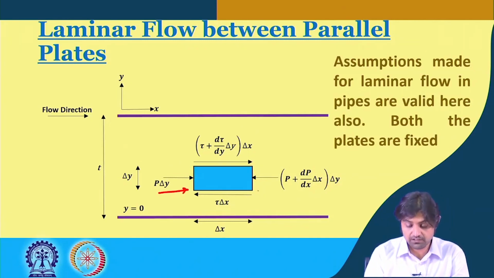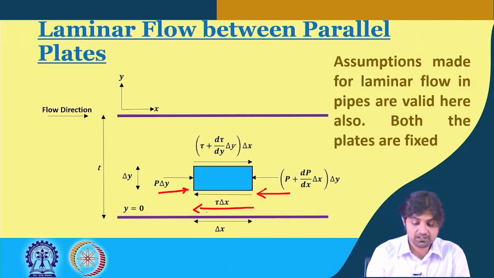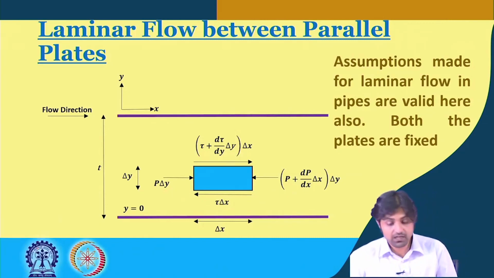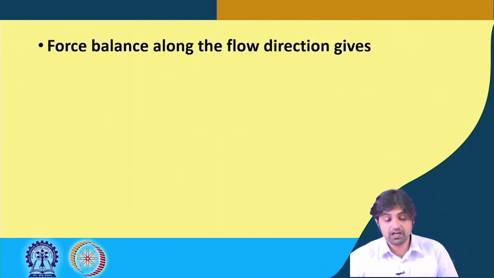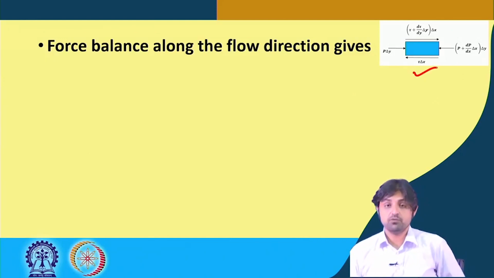As you can see, the pressure force is acting in this direction, and the pressure force is acting in this direction. On the bottom side, the shear force is acting in the negative x direction, and here it is acting in the positive direction. So, with this in the background, we do the force balance analysis along the flow direction. For your convenience, I have made the free body diagram, which I have just reproduced in the right top corner.